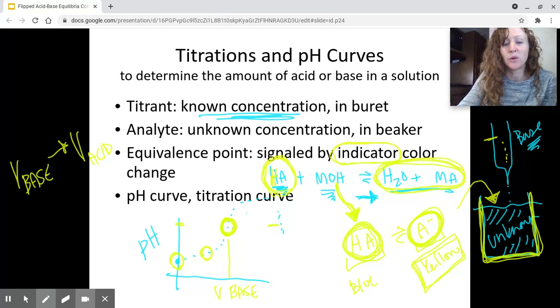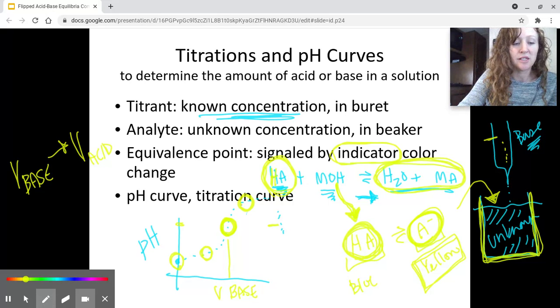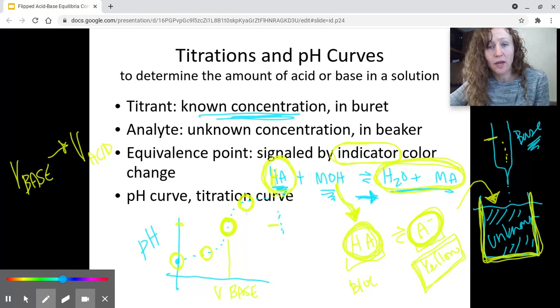What does it look like when we add enough base to completely use up all our acid and have base left over? There are some big points in our titration that we want to be able to deal with mathematically, and we want to understand conceptually. So that's where we're going. Before we get into all of that, let's just take a look at some vocab terms.